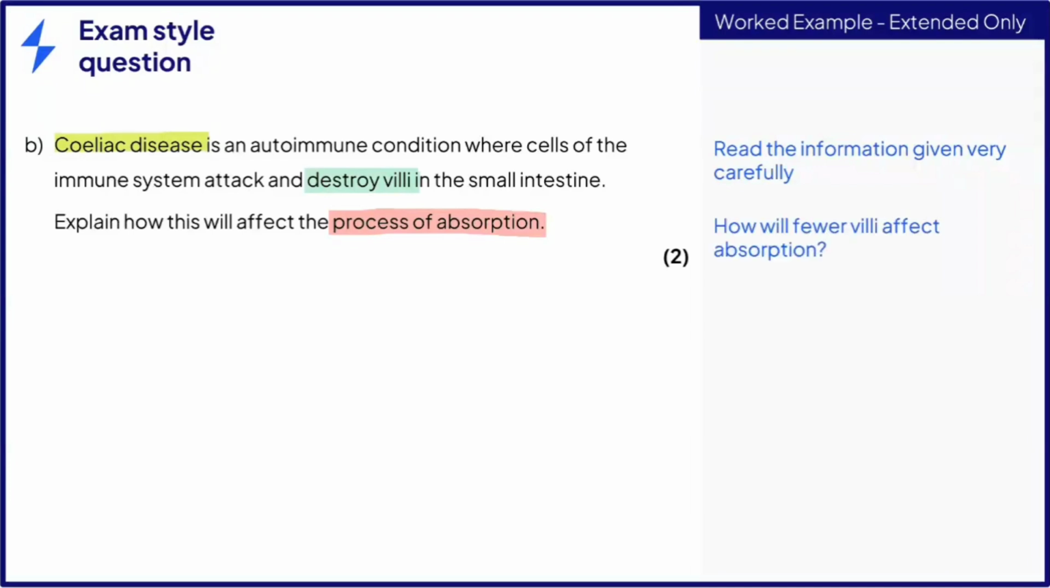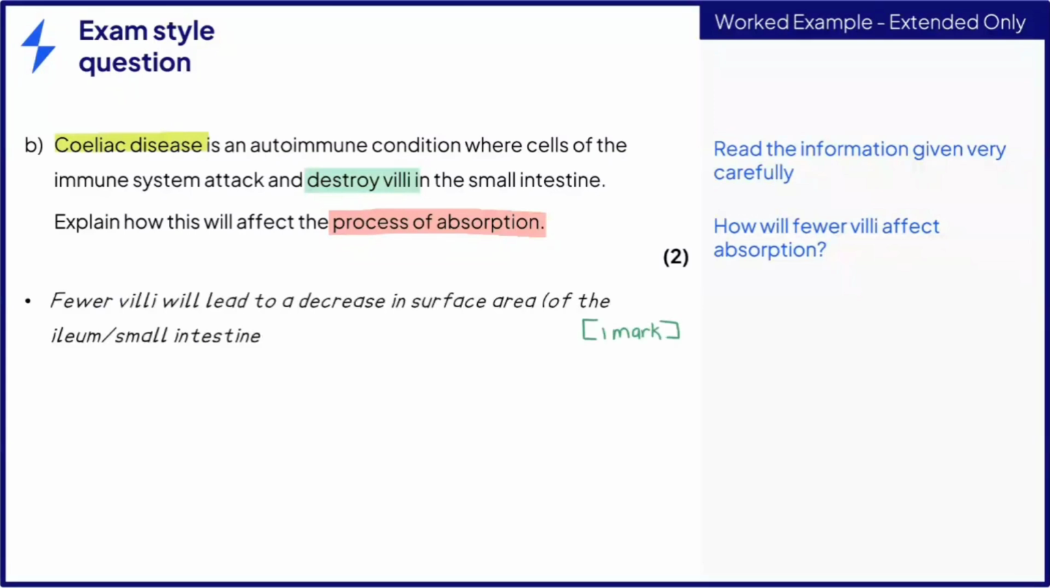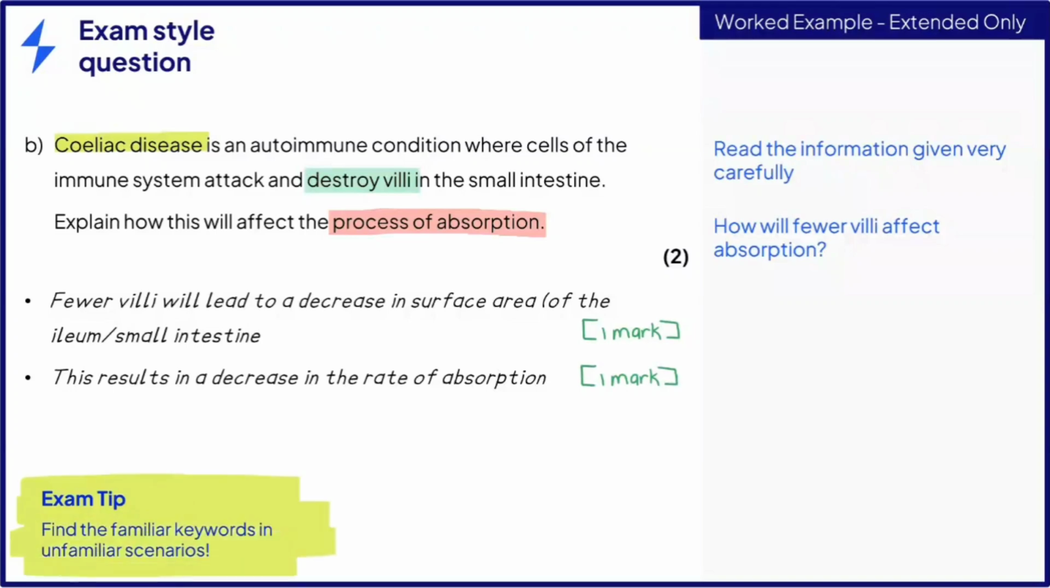Have you made the connection between fewer villi and the effect of that on absorption yet? We know that villi will increase the surface area for absorption, so fewer of them will therefore lead to a decrease in the surface area of the ileum or small intestine. Less surface area will result in a corresponding decrease in the rate of absorption from the small intestine. Don't be intimidated by application questions like this one. Look past the unfamiliar scenario and find the familiar keywords in the question stem.